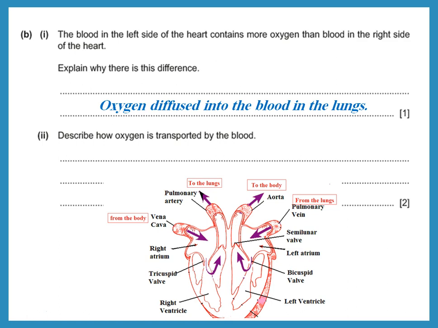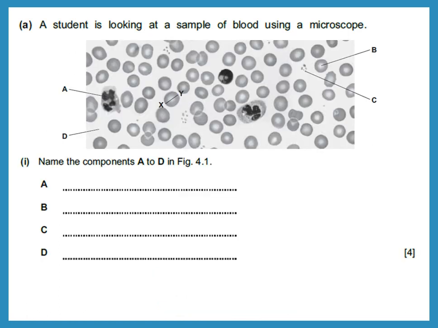Describe how oxygen is transported by the blood. How is oxygen transported by the blood? Remember, it is attached to the hemoglobin in the red blood cells.